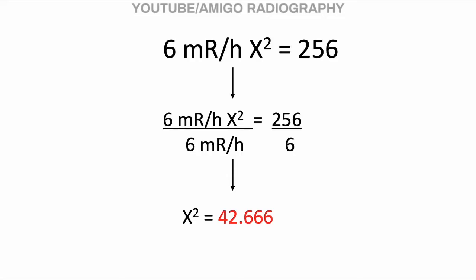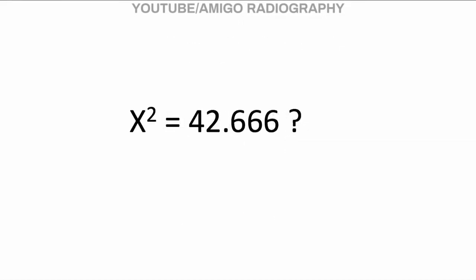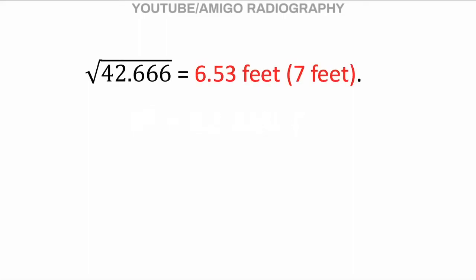Unfortunately, we're not done with the problem yet. This is because we always have to solve for x, not x squared. In order to remove the square from the answer, we must find the square root of 42.666. As you can see, the square root of 42.666 is 6.53 feet, or 7 feet when rounding up. This means that the tech's new distance after she moved was 7 feet away from the radiation source.